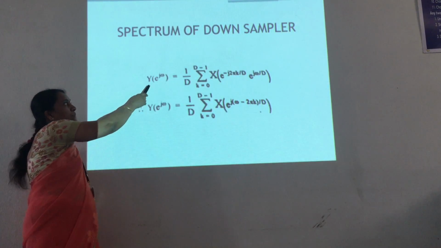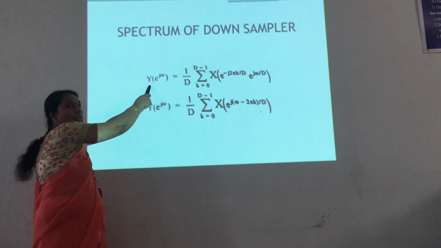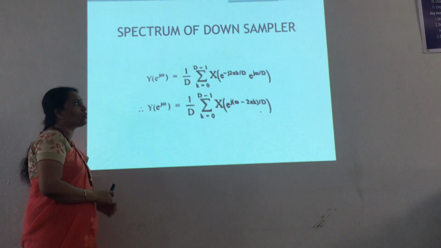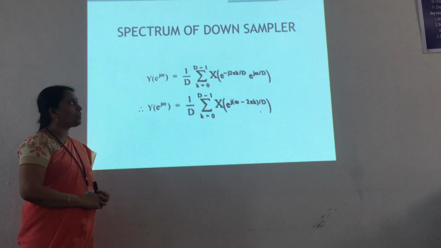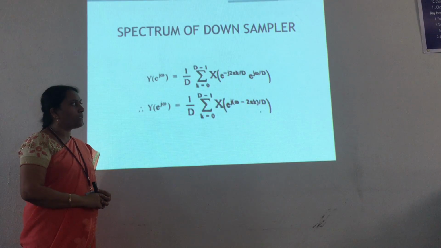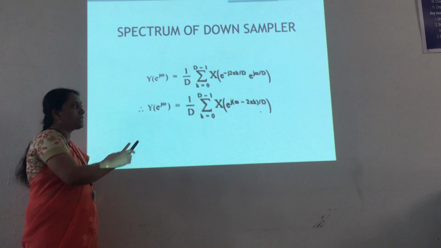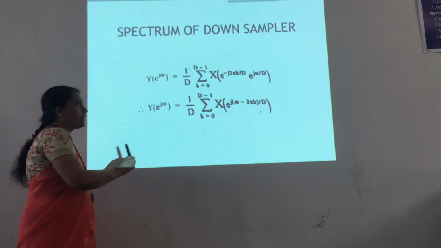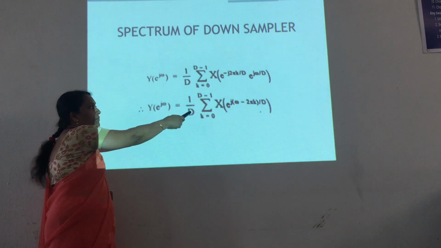So this is the output spectrum Y of e^(jω). Y of e^(jω) is equal to 1/D summation X of e^(j(ω − 2πk)/D). So this equation contains many factors in it.